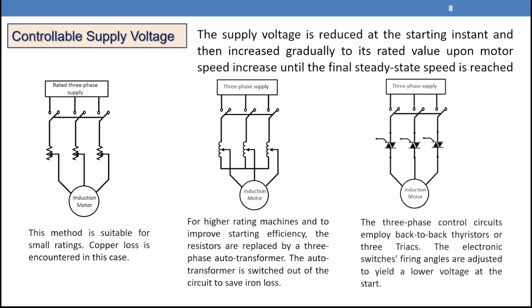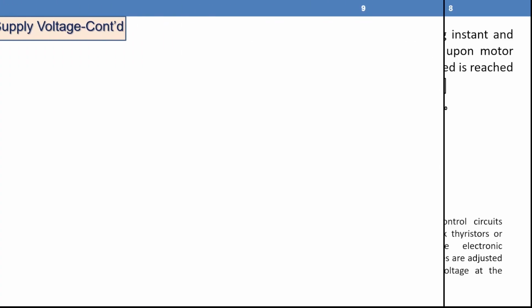Thanks to power electronics, we can use a controllable supply voltage. We can use back-to-back thyristors or triacs, and we are going to control the firing angle. I'm not going to speak about power electronics now; that one is a different course. But power electronics can help us control the voltage across the motor using a firing angle control technique. In this case, you can increase the voltage gradually from 0 volt up to the rated value as well. Let us delve more into the controllable supply voltage technique.